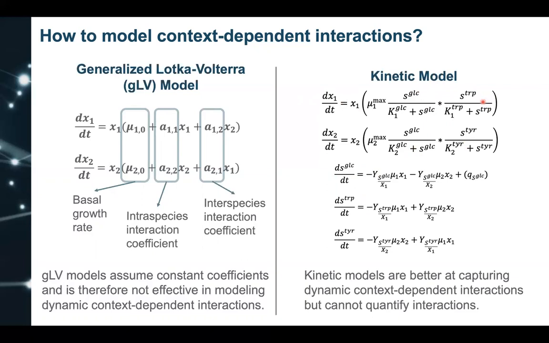Problem with the kinetic model, the Monod-Michaelis-Menten model, is it has a lot of parameters, and finding these kinetic parameters can be very challenging. Secondly, we can't actually quantify interactions with this. So we need something that's going to be dynamical, but not as challenging as kinetic modeling.